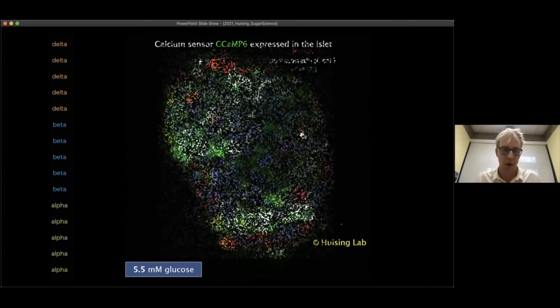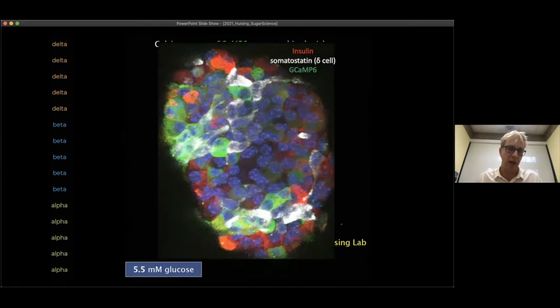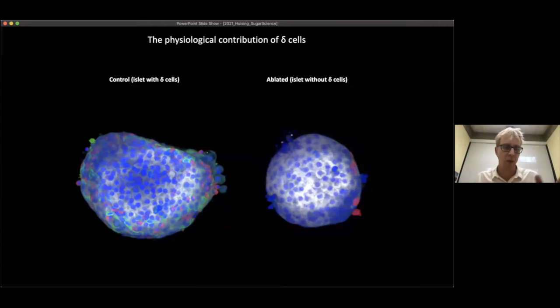And then what we do is we fix these islets and we stain them. And then you can come back and find the exact same islet. And by conventional whole mount staining, confirm that the cells that behave like alpha cells indeed express glucagon, the cells that behave like delta cells indeed express SST. So we have a really high confidence that the cells that we record from are also the cells that we think that they are.